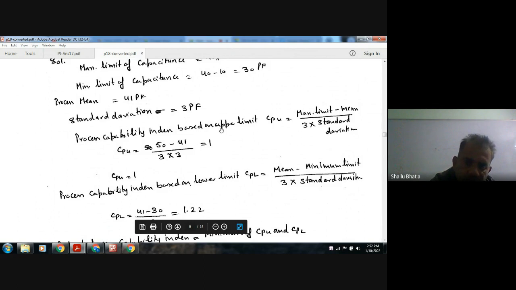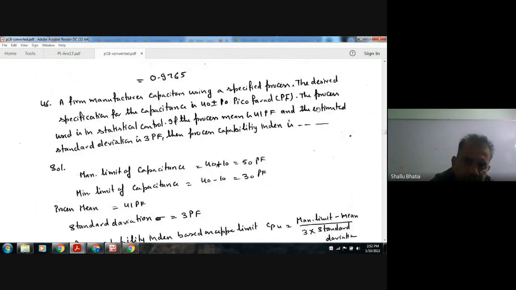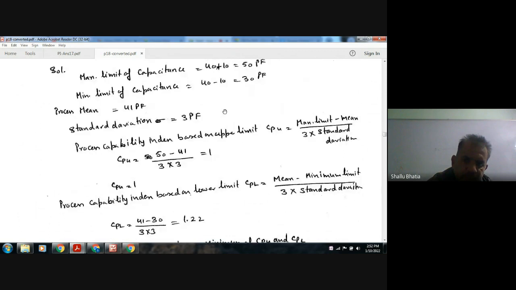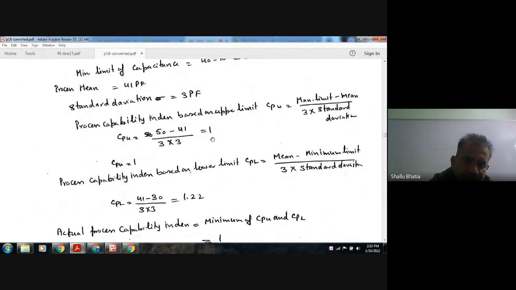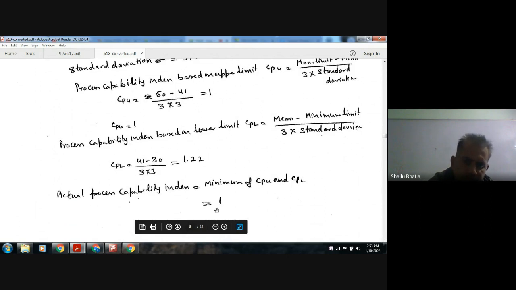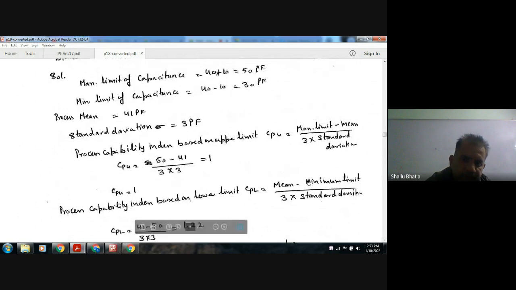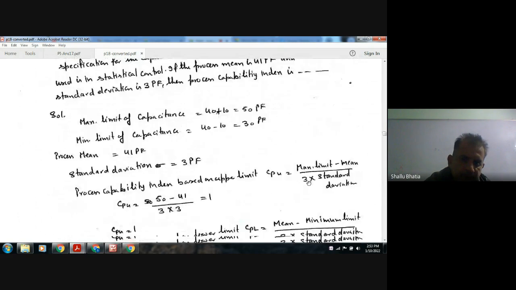So the maximum limit is 40 plus 10, that is 50, and the minimum limit is 40 minus 10, that is 30. From this we get CPU as 1, and from this we get CPL as 1 by 2. So the minimum of these two is just 1. So the answer is 1. The process capability index is the minimum of CPU and CPL. Okay, so the answer is 1. Next.